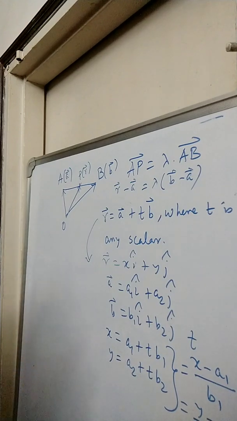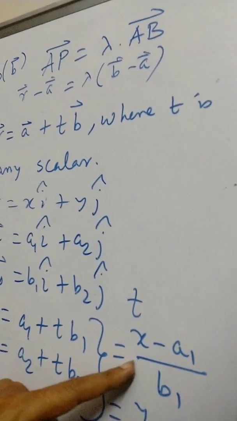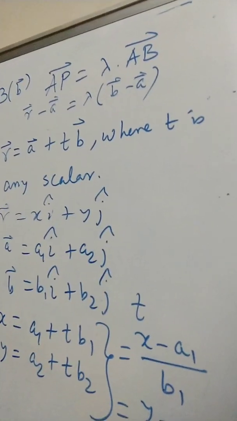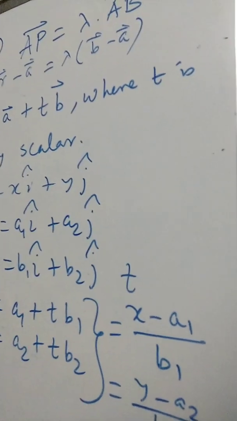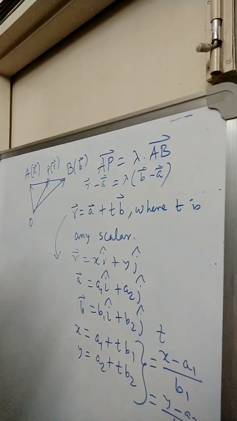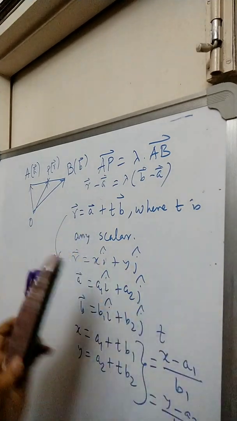You can easily identify this, just have a look. (x minus a1) by b1 is equal to (y minus a2) by b2. This is the known equation of a straight line in geometry. So r equal to a plus t b is the vector form of a straight line.